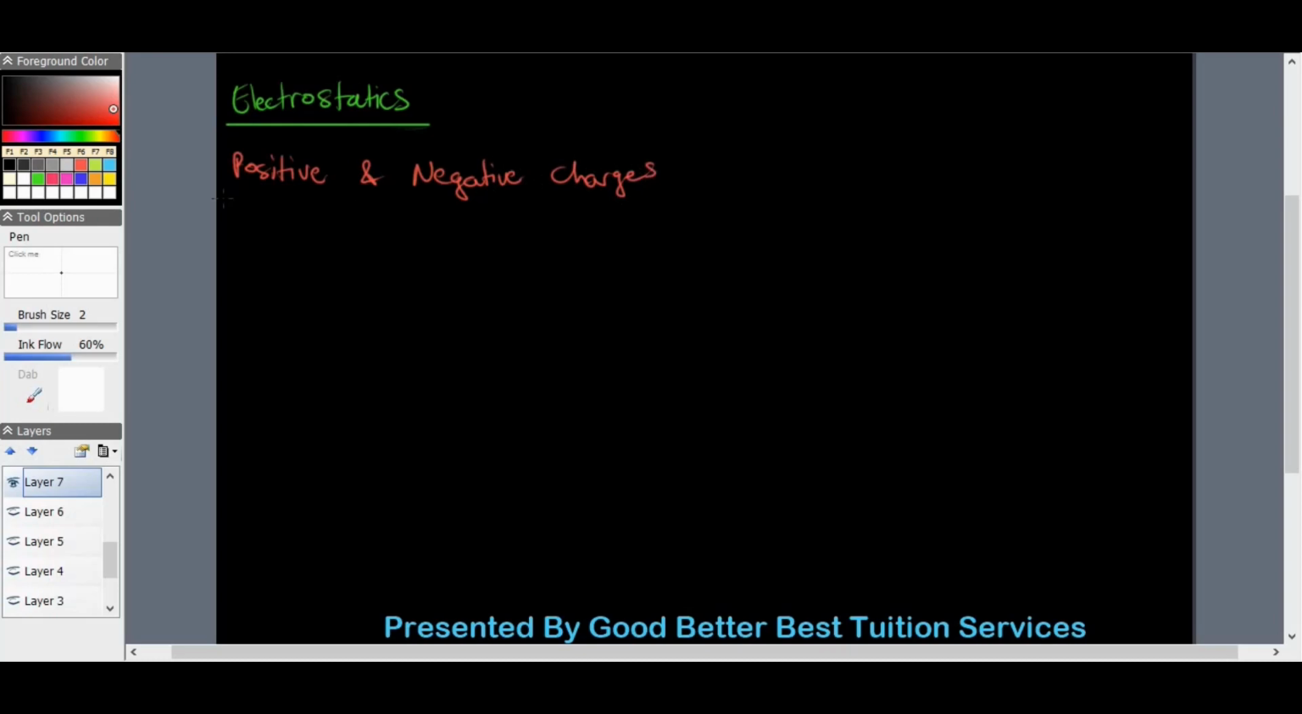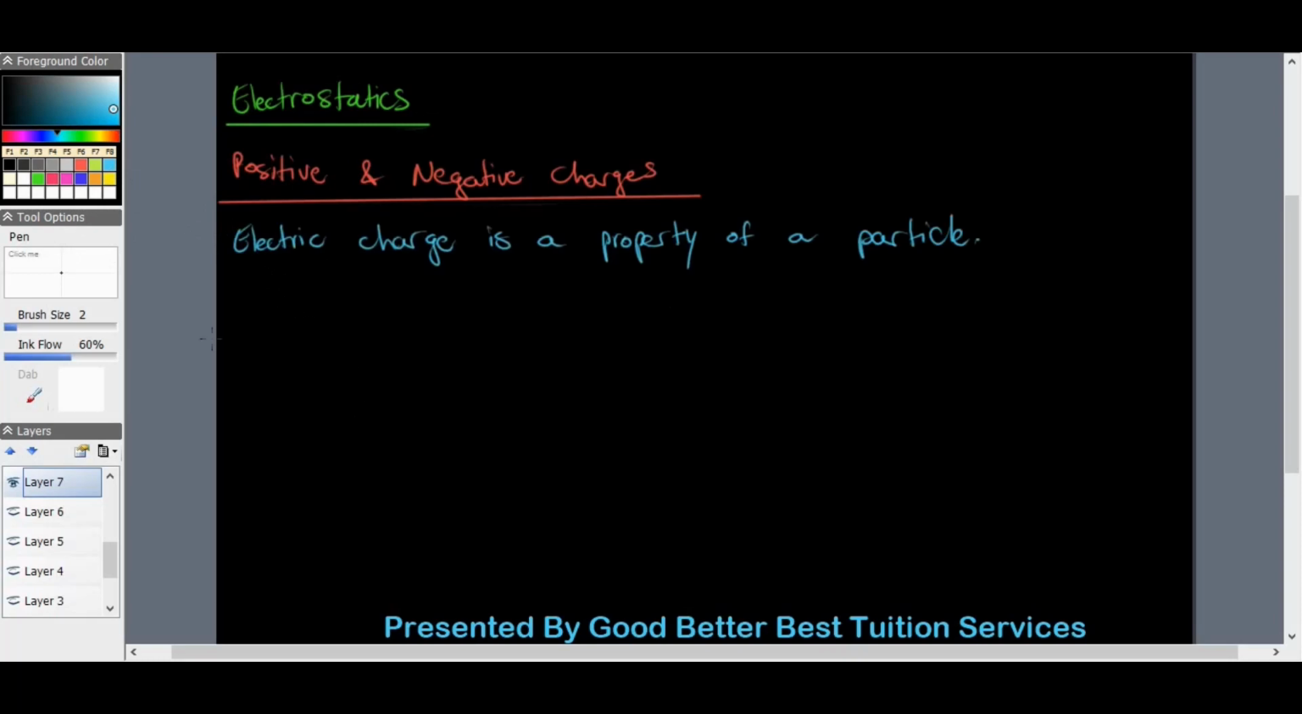So, we're going to try and summarize as much as possible while still getting all the important information across. So electrostatics. Electric charge is what is known as a property of a particle. Let's get that down. There are two types of charges that exist: positive and negative, but more specifically two types of electric charges. There's positive electric charge and there's negative electric charge. We have discussed this in our previous section.